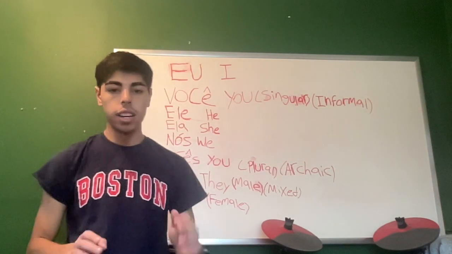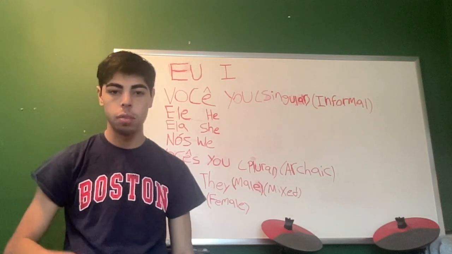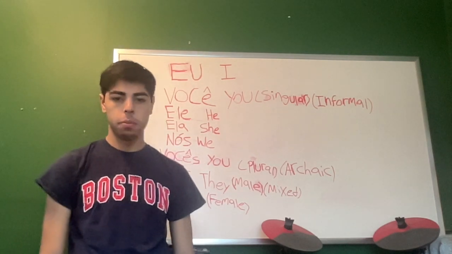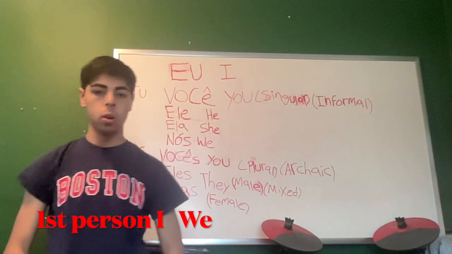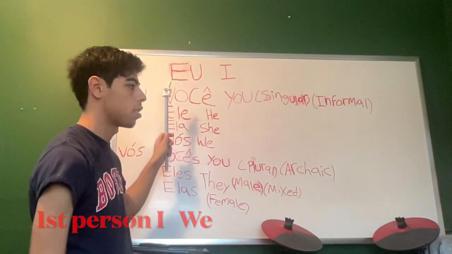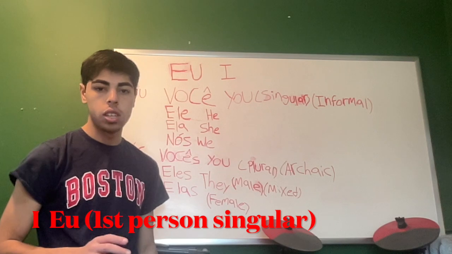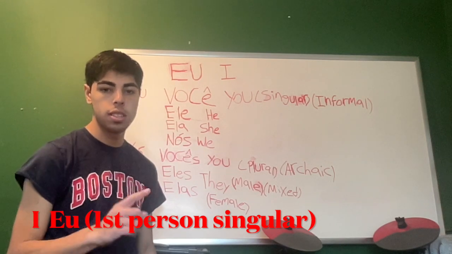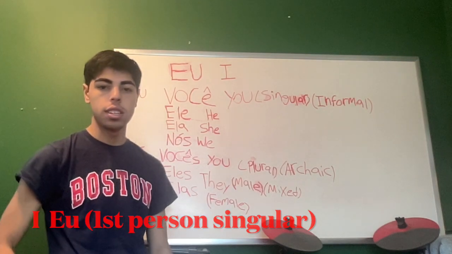The first person refers to the speaker, the person speaking. So for example, in Brazilian Portuguese, when you say the pronoun "eu" (I) and the pronoun "nós" (we), those two pronouns are first person. But when you say "eu", it's only a singular pronoun, so you would say that it's first person singular.